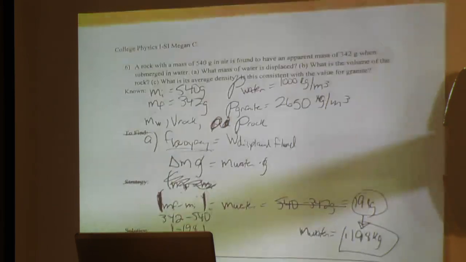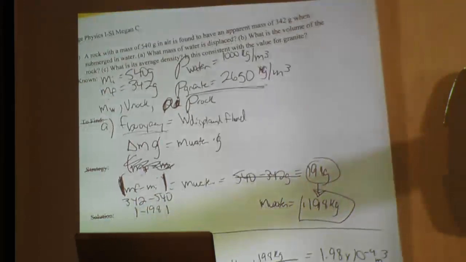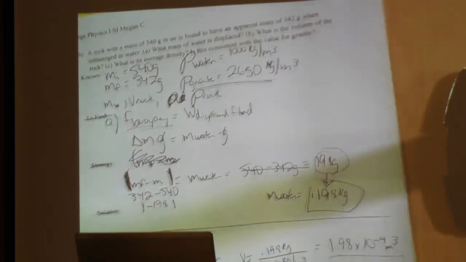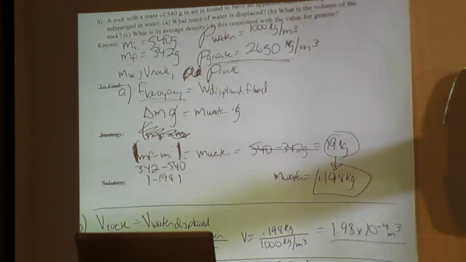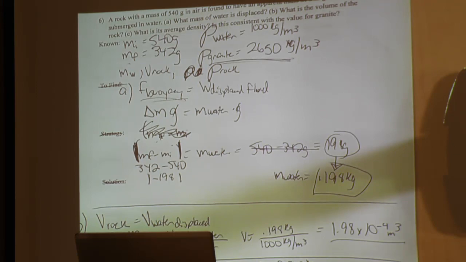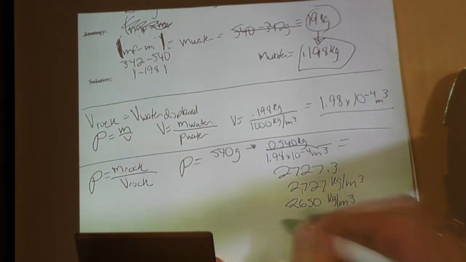And so we said up here that we had a density of about 2,650. That's according to Google. So it's close enough that we can assume that this is granite. So this is close enough.